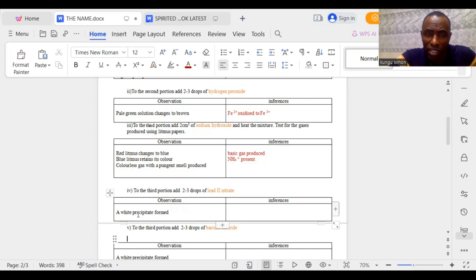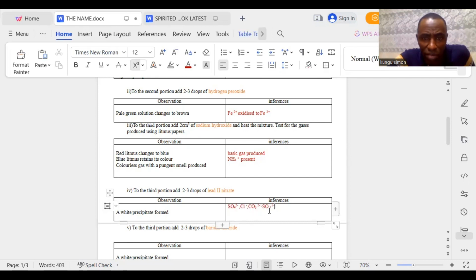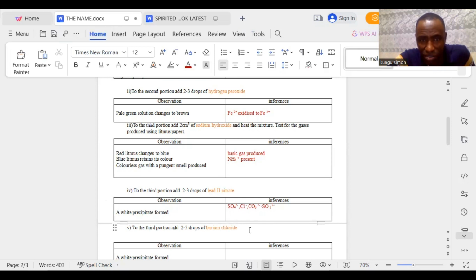Now, when you add lead 2 nitrate, this is one of the reagents that we use. And every time we're using it, you expect a white precipitate. Now, suppose it is formed here, what should be our inference? All these ions can actually form a precipitate with lead 2 nitrate.